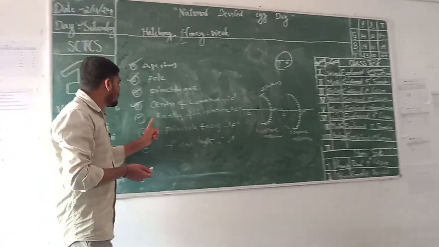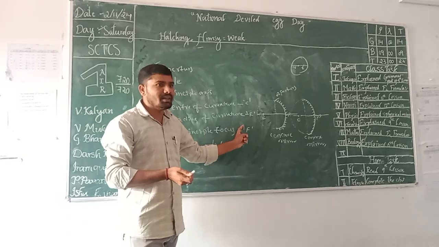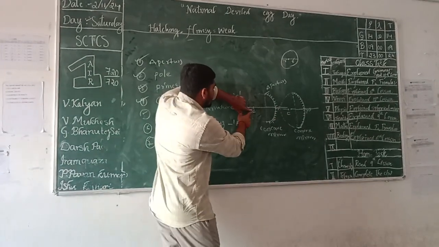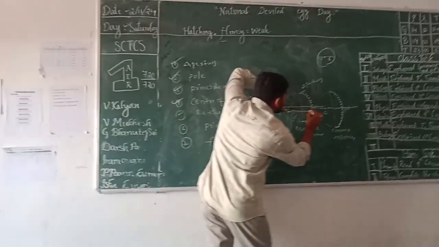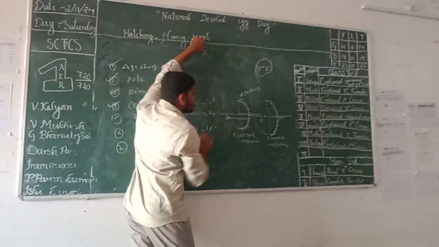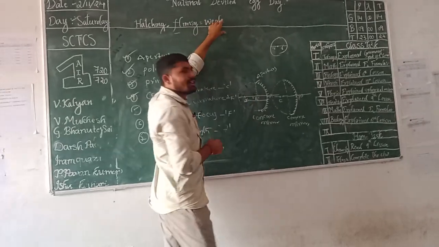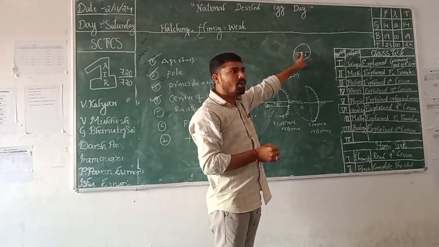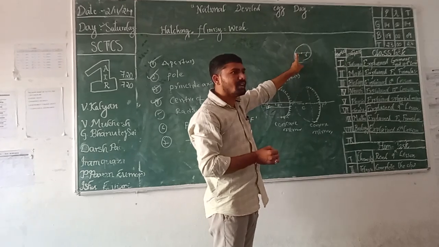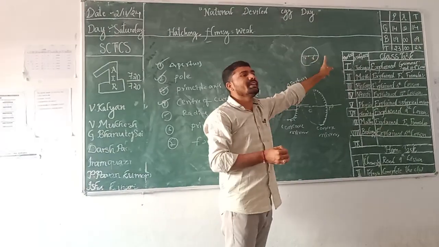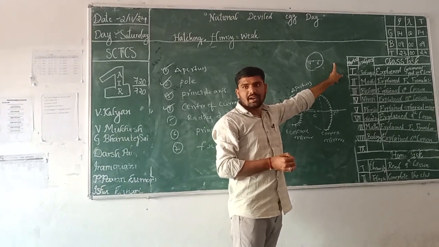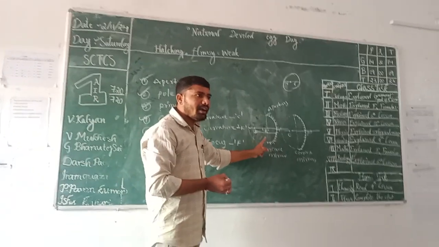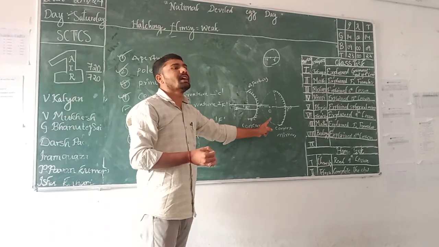Understand? So next one, the radius of curvature. The radius of curvature means it is the distance between the center of curvature and the pole. So this distance, between the center of curvature and the pole, is called the radius of curvature. You have seen the figure, the circle. So this is the center, the origin. The distance between the center of curvature and the pole is called the radius of curvature.